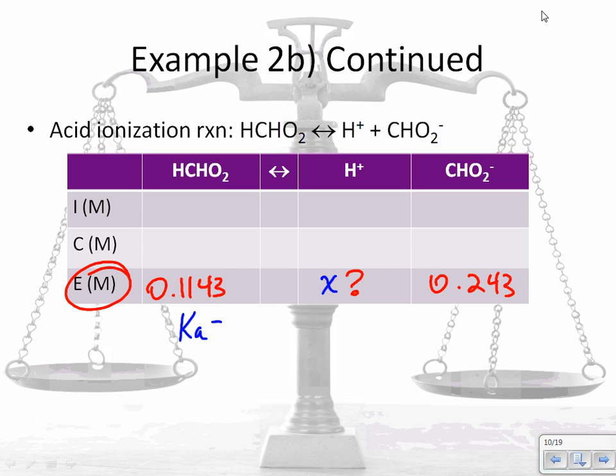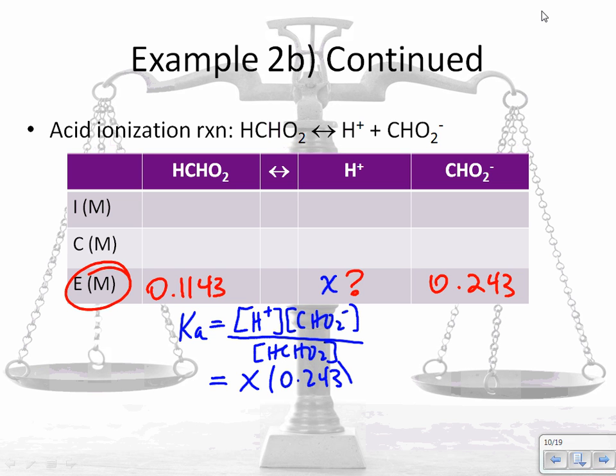So how do I do that? Well, I have the Ka for this reaction. So remember, it'll be H plus times CHO2 minus all over your HCHO2. So when I put in my numbers for that, my value for H plus is X, times 0.243 over 0.1143. And your value for Ka was given to you, or you could look it up, and it was 1.8 times 10 to the negative 4. So when I rearrange and solve for X, I see that X is 8.47 times 10 to the negative 5.